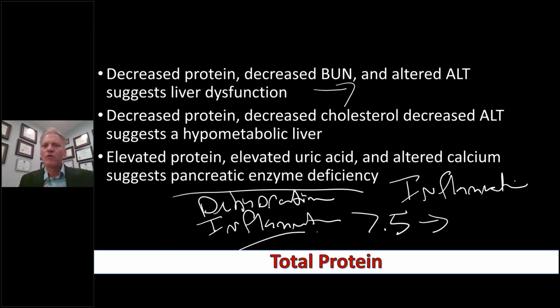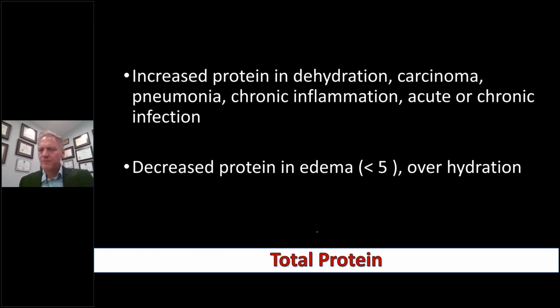Infection is probably the more common of the two, causing an elevated protein. Once you get a protein that's over 8, you got something really bad going on. It could be infection, but it could be worse. It could be some catabolic process, even cancer, and things like this. Okay, so increased protein: dehydration, carcinoma, pneumonia, chronic inflammation, acute or chronic infection. If you see that somebody has elevated protein, you have to figure out why.